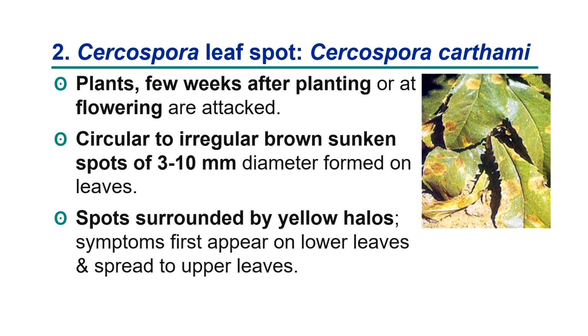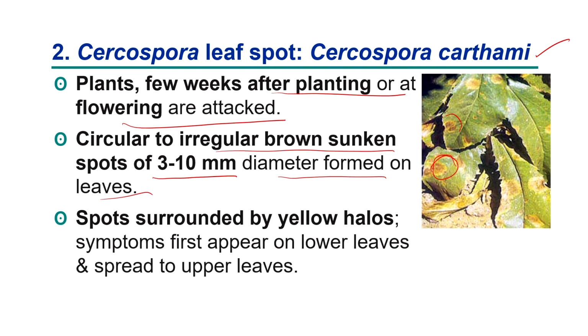The next important disease of this crop is Cercospora leaf spot, and it is caused by Cercospora carthami. Plants a few weeks after planting or at flowering are attacked. Circular to irregular brown sunken spots of 3 to 10 millimeter diameter are formed on leaves. So you can see brown spots on the right side on the leaves. These are very typical symptoms of Cercospora leaf spot. Spots are surrounded by yellow halos. So if you see critically, outside this brown color you see a small layer of yellow color. That is called yellow halos.